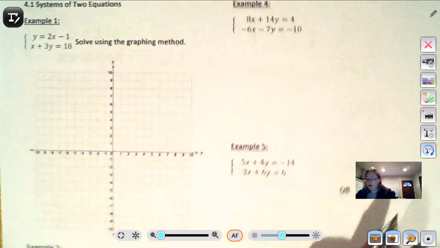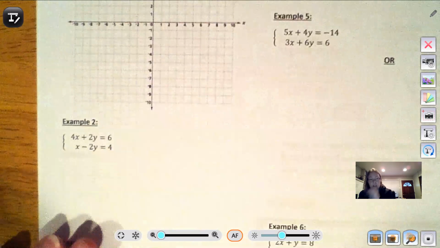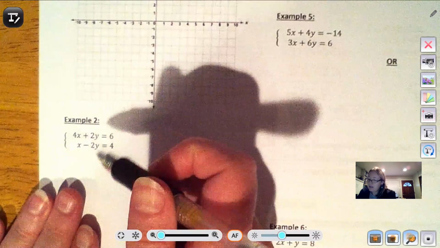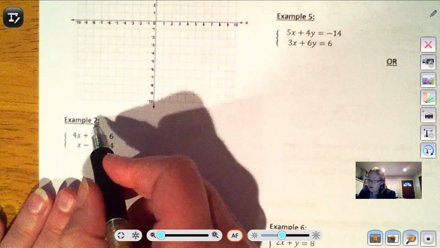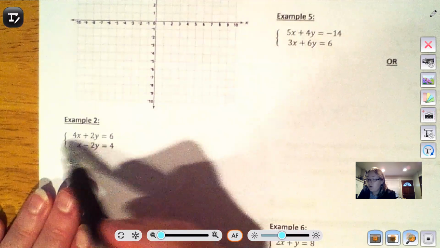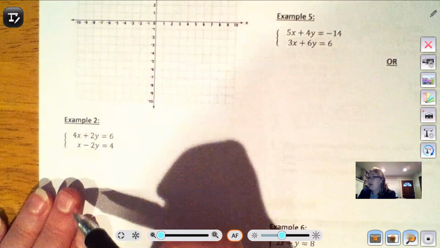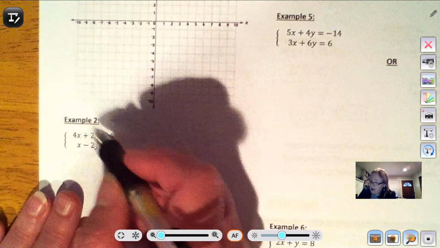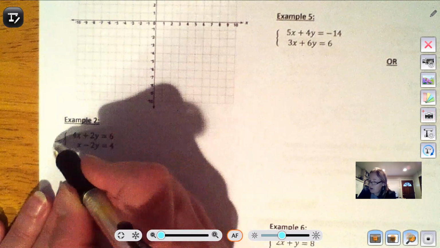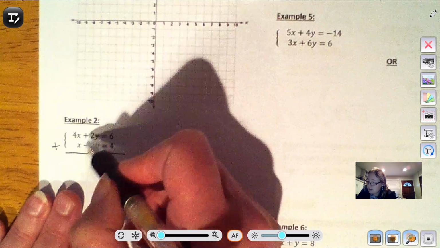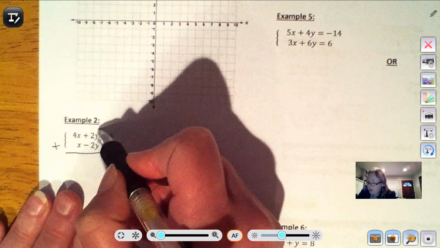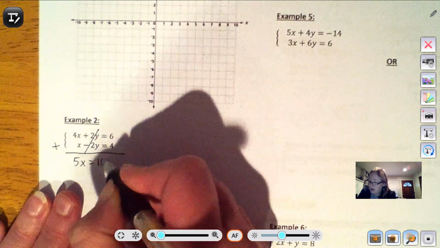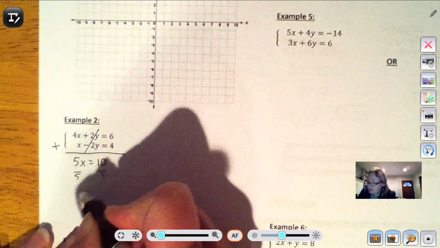Then we also have elimination and substitution methods for solving. And the idea behind elimination is that you line up your x's, your y's, and your constants, you put them in standard form, and you try to eliminate either the x's or the y's through addition. So if I add these two equations together right now, the y's are opposites, and so they will be eliminated, and I'll end up with 5x equals 10. Dividing by 5 gets me 2.